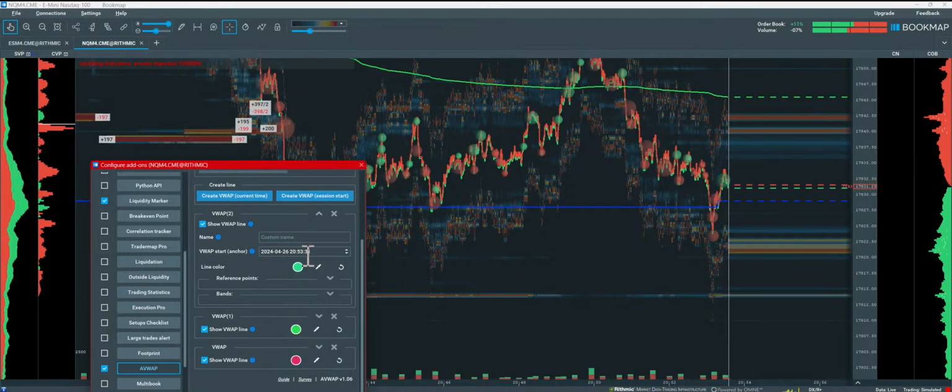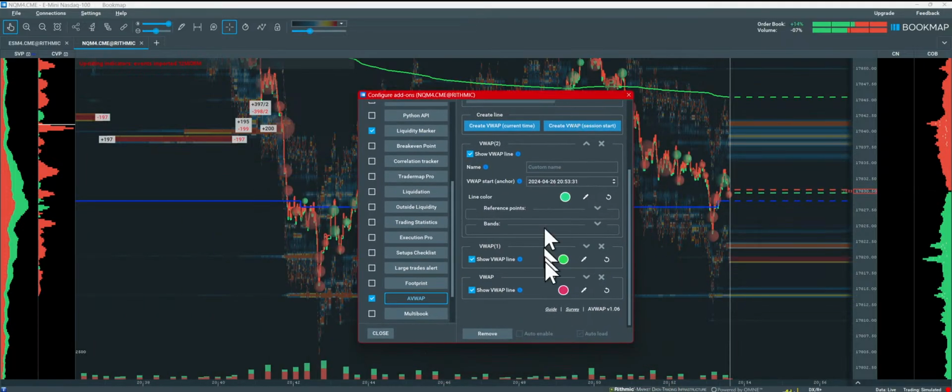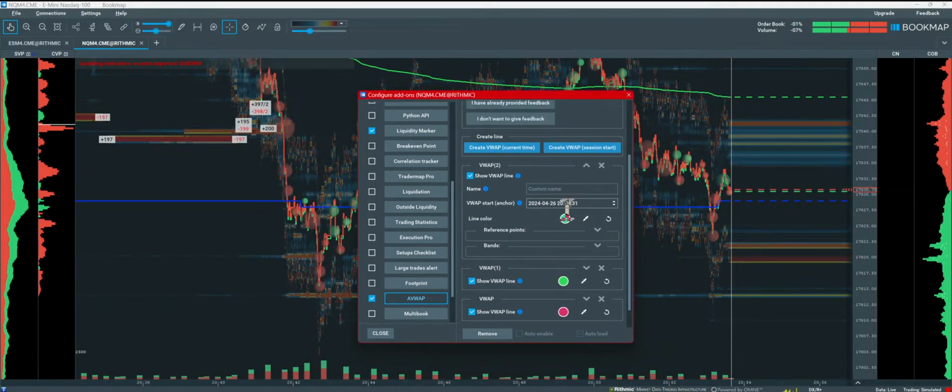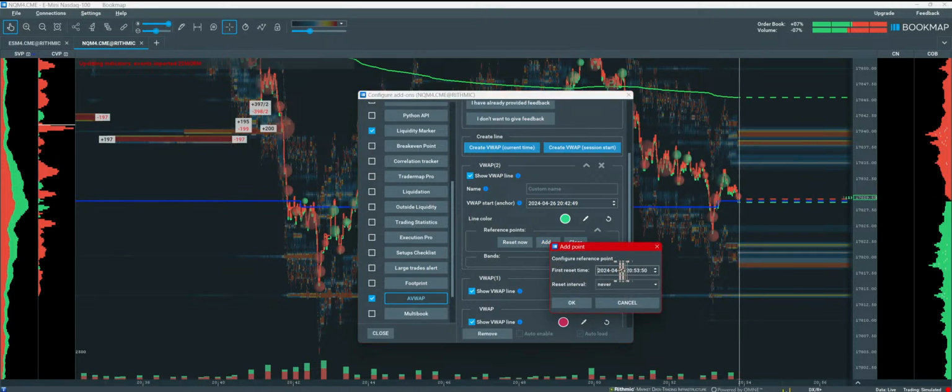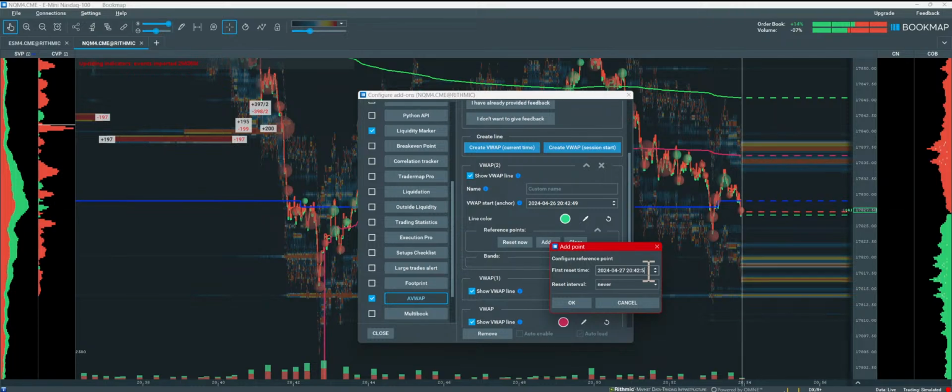Let's try another one. Have we been able to plot? No. So let's try another. What was the time? 42 49. Okay, 42 49. Let's go here, and 42 49. So it has been plotted.